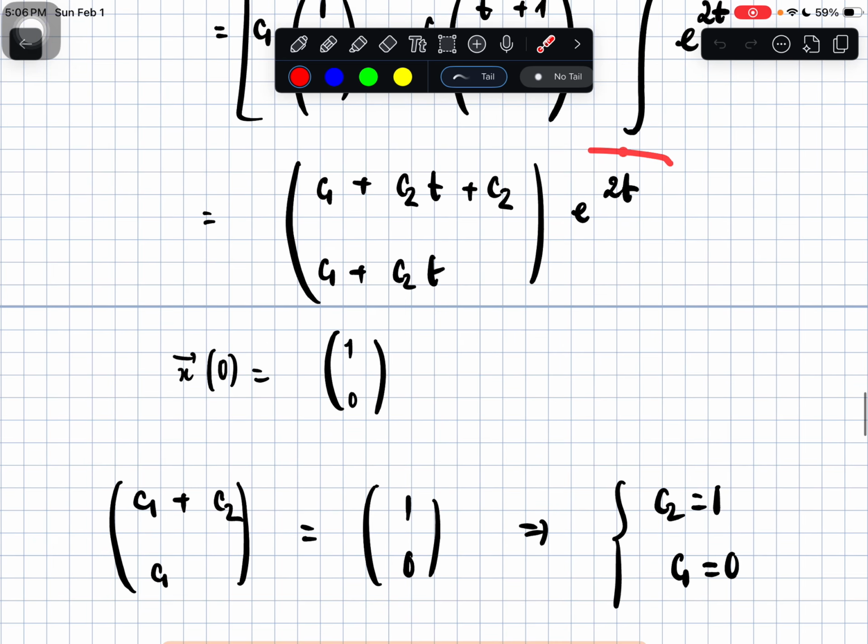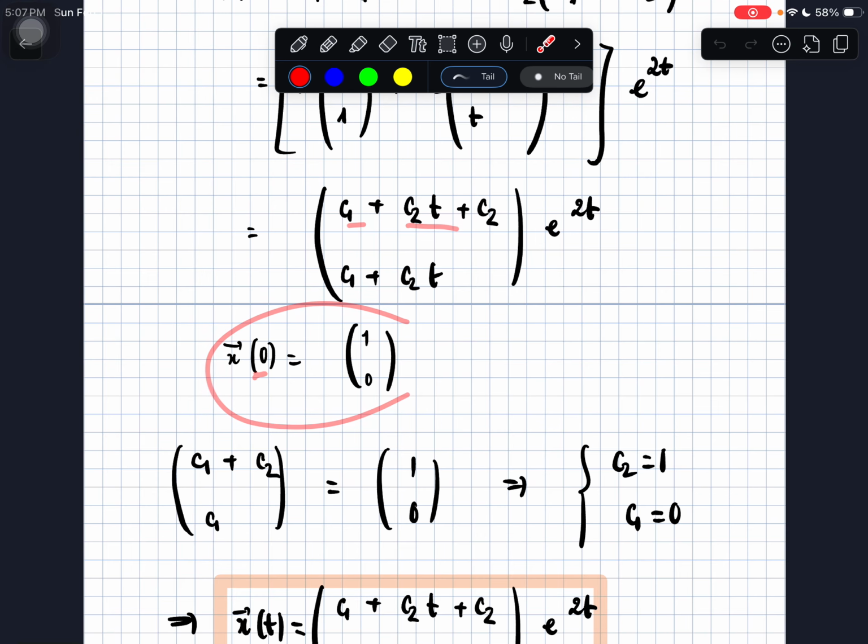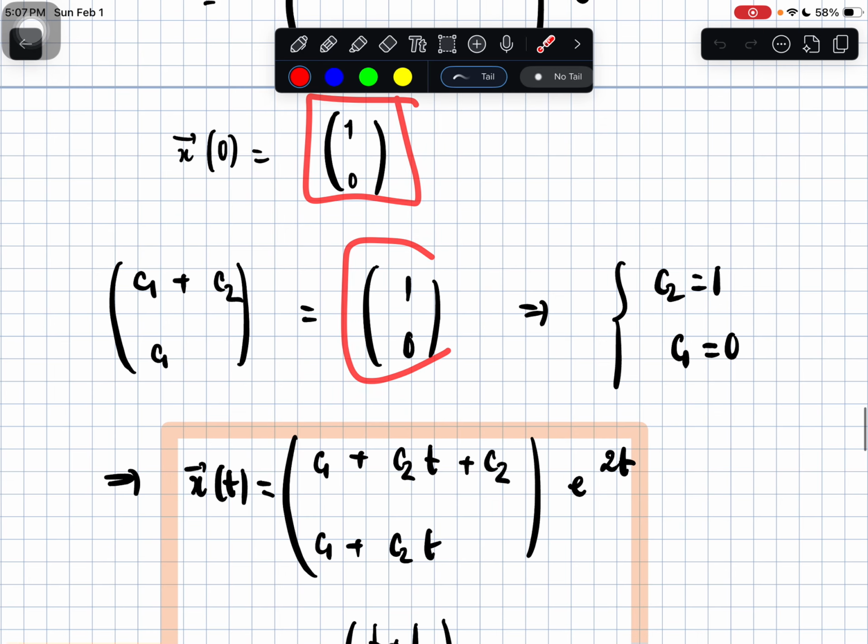Now they give us the initial condition, so you use the initial condition to solve for c1 and c2. You plug in t equal to 0, and you get c1 plus c2 in the first row. Second row, c1. e^(2t) at t equals 0 is 1, so this term will not disappear, equal to (1, 0). You have a system of two equations in the variables c1 and c2. You solve for that: c1 equals 0, and because c1 is 0, c2 is 1.